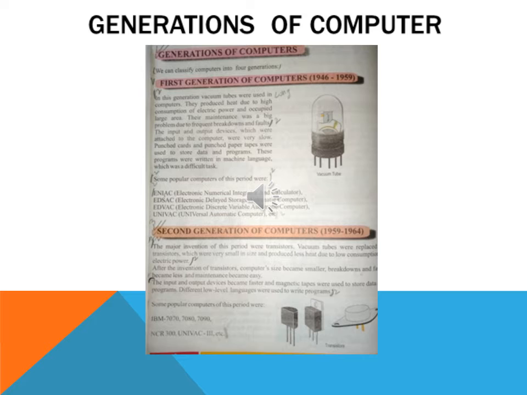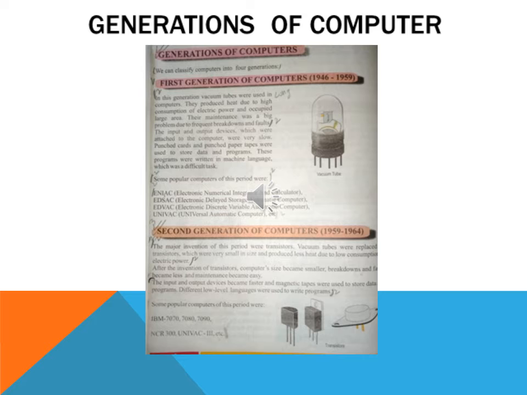Vacuum tubes looked like tube lights in your home, and they were used as the power supply unit of computers in the first generation. The input and output devices attached to the computer were very slow. Punch cards and punch paper tapes were used to store data and programs. These programs were written in machine language, which was a difficult task.